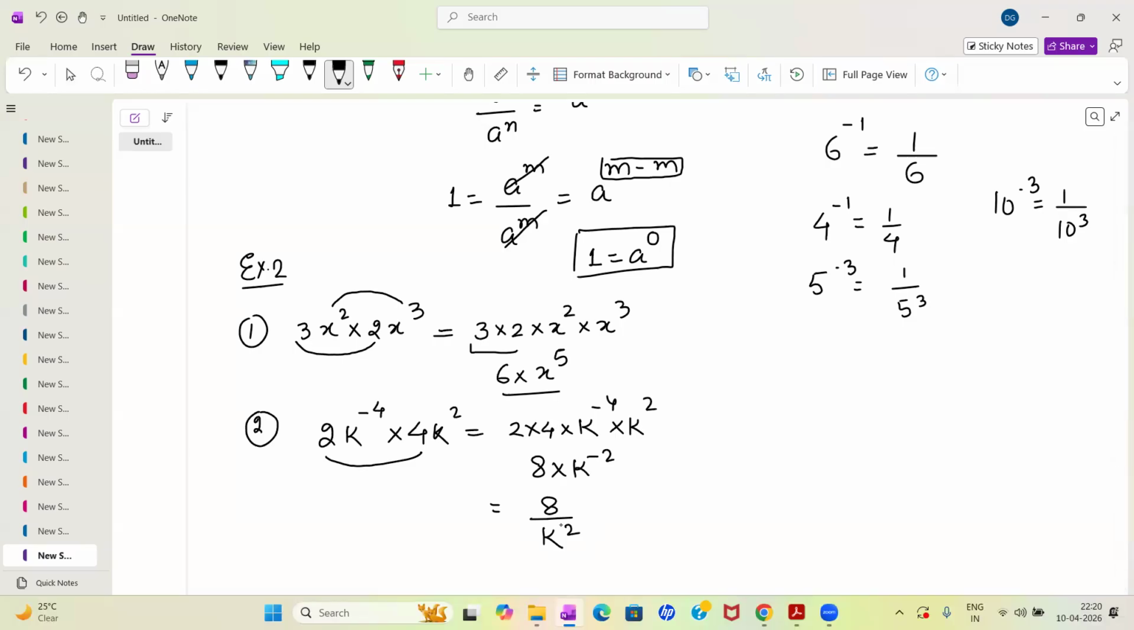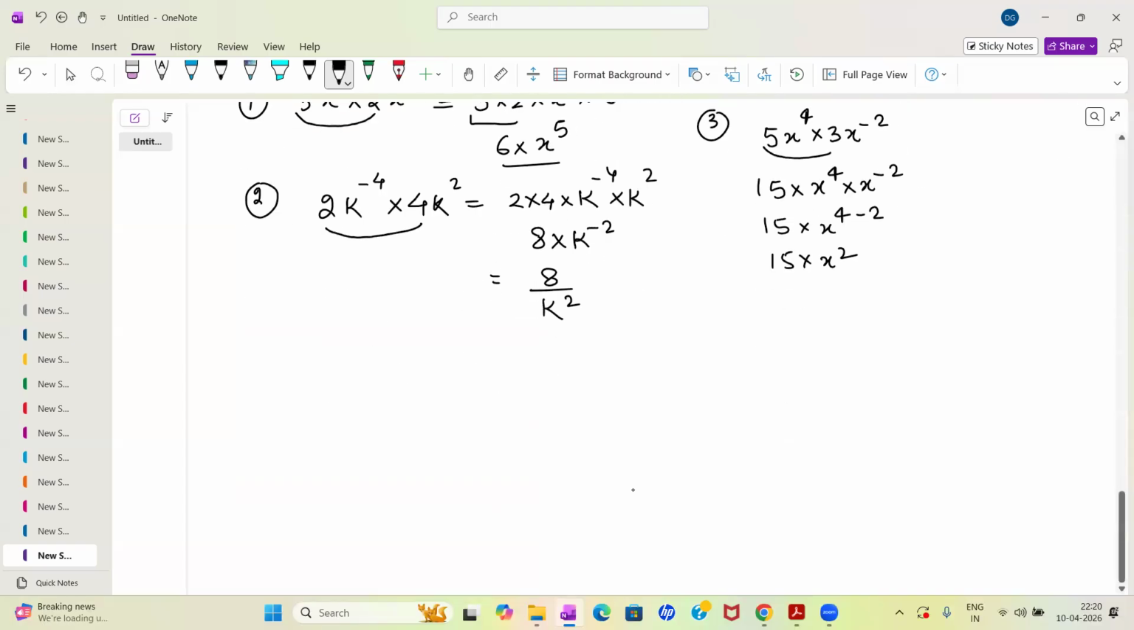Another one is 5 x to the power 4, 3 x to the power minus 2. Constant into constant, 15 x to the power 4 into x to the power minus 2. So the base is same, power will be added. So it is 4 minus 2. So the answer is x square.